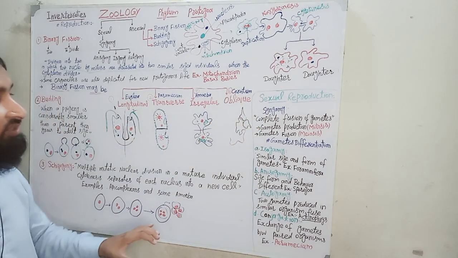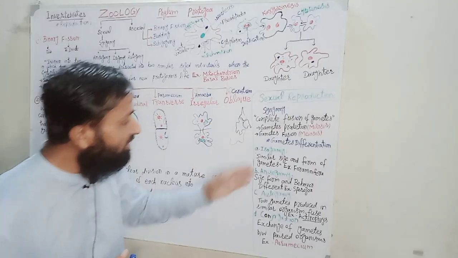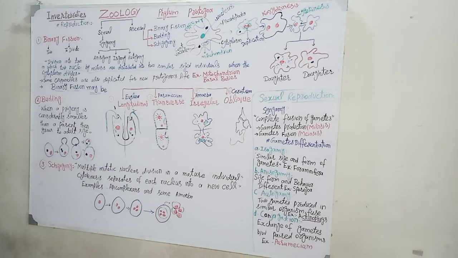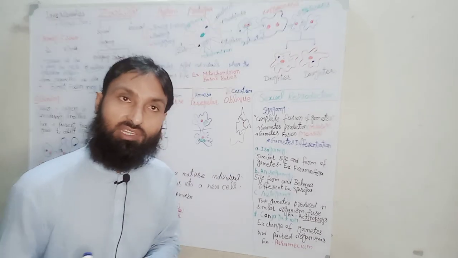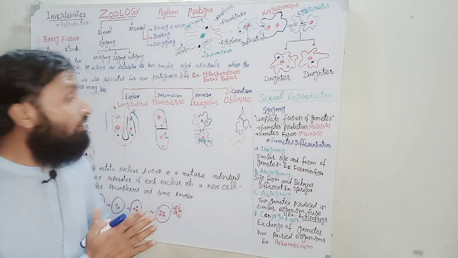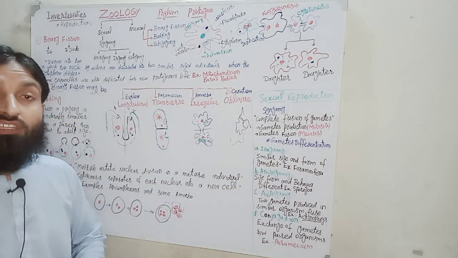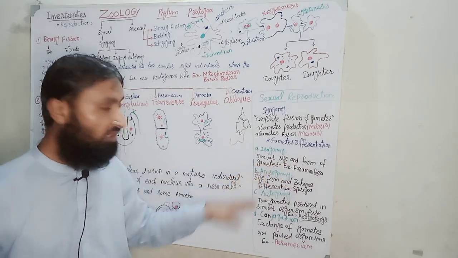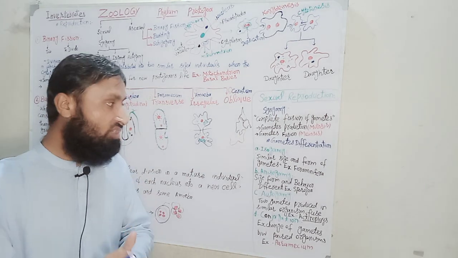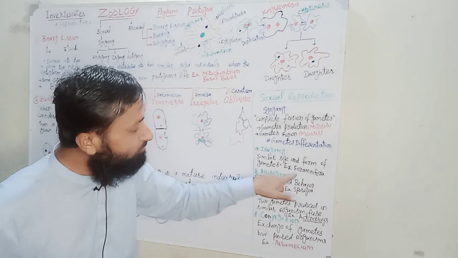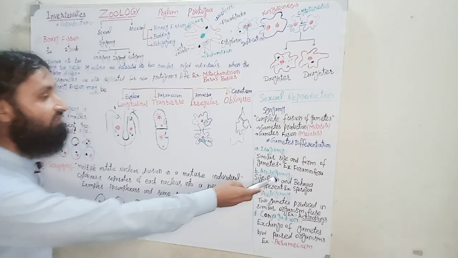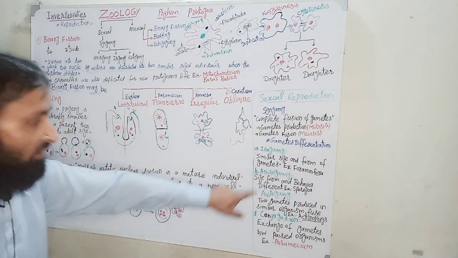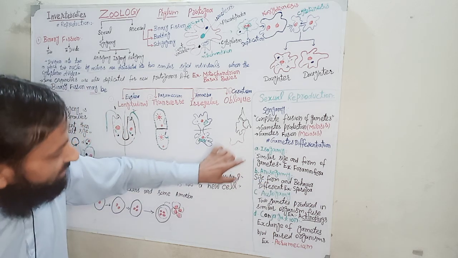Syngamy is differentiated on the basis of gametes into the following types. First one is isogamy. What is isogamy? Iso means similar or same, but gamy means gametes. It means in this condition similar size and form of gametes are fusing. So this is called isogamy. For example, foraminifera. This is an example of protozoan in which isogamy occurs. Foraminifera. Then we move forward.